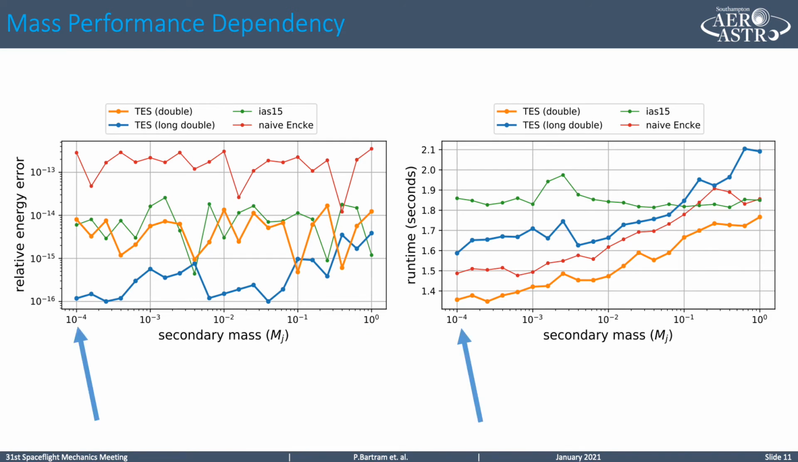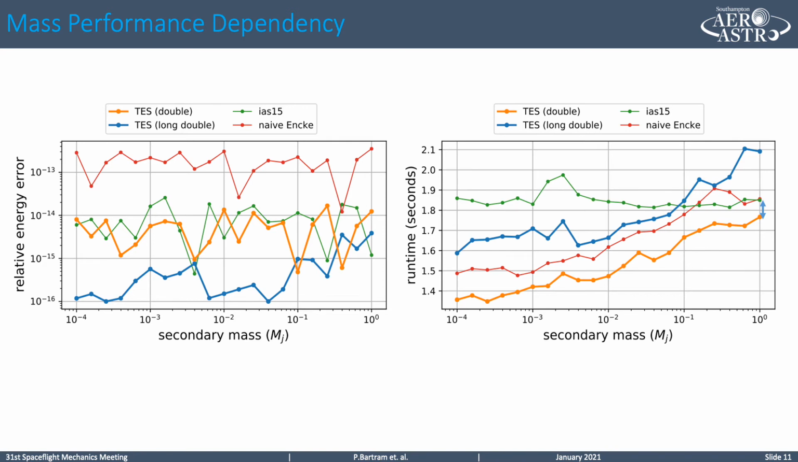In the left-hand panel, we see that the relative energy error for TESS and IAS15 is identical, and it also shows no mass dependency, as we would expect. Looking at the right-hand panel, we can see the runtime of the same set of experiments, and we can see that IAS15 in green shows no runtime mass dependency, whereas the Encke-based schemes do. In the Mercury mass region, TESS is roughly 40% faster than IAS15, but this performance boost falls to only 5% when looking at Jupiter mass secondaries.